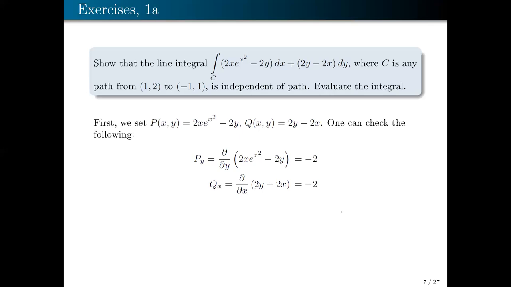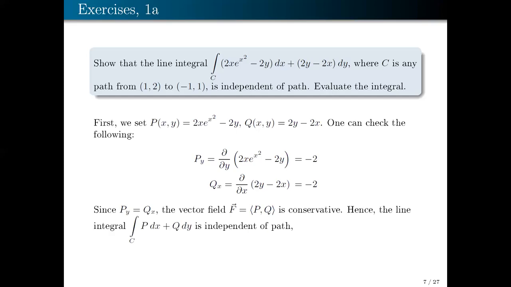So that's what we want. Q sub x equals P sub y, giving the conclusion that your vector field PQ is conservative, making the line integral given here independent of path. So that will enable us to evaluate this integral using FTLI. Okay? To that end, we will need a potential function.